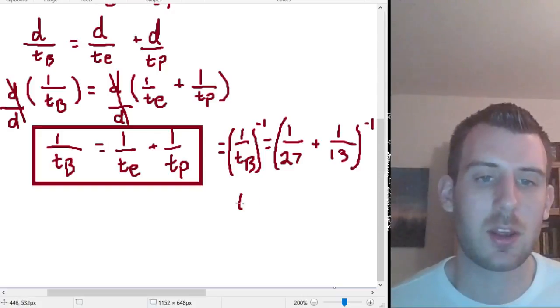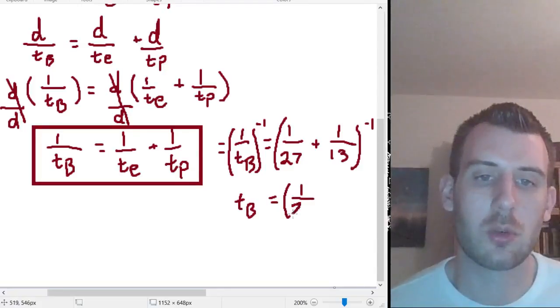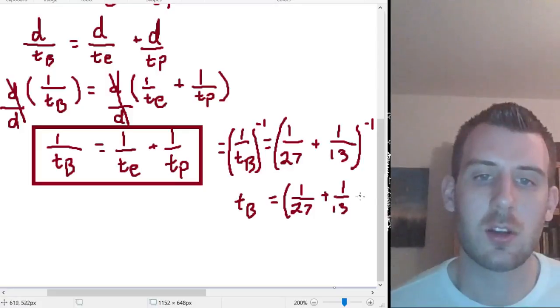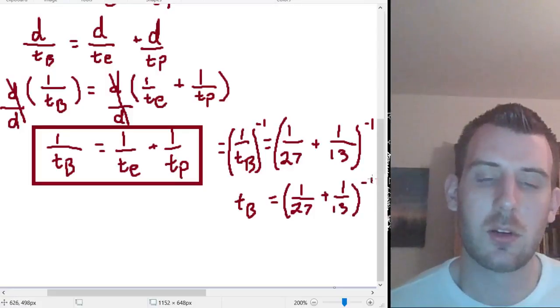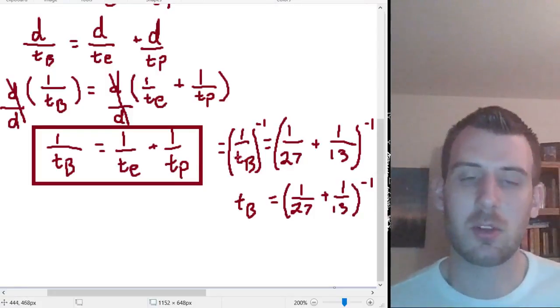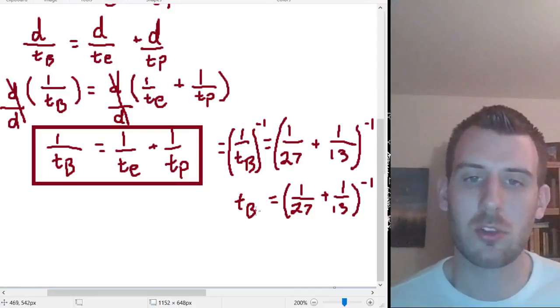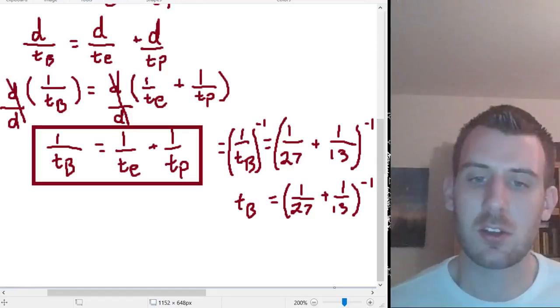And now what do I have? Well, I have tb equals 1 over 27 plus 1 over 13 to the negative first power. Look at that, I was able to flip this over. This became tb over 1, which was just tb. And then I've got 1 over 27 plus 1 over 13 to the -1. Let me pull up my calculator and we'll type that in.